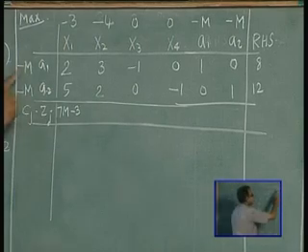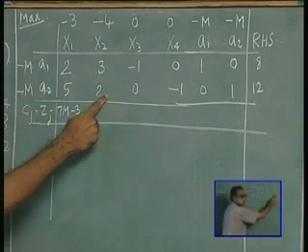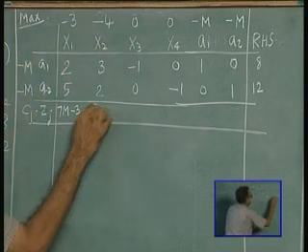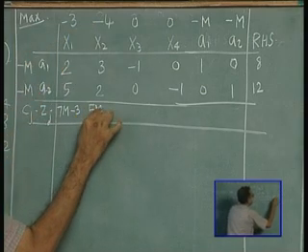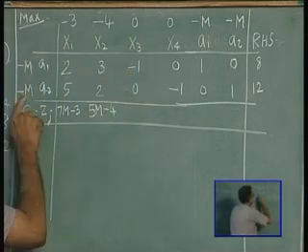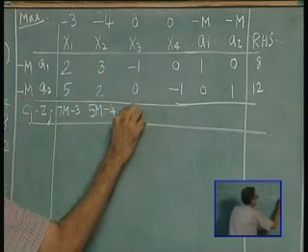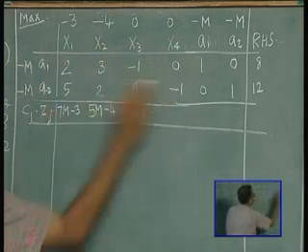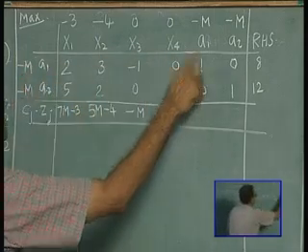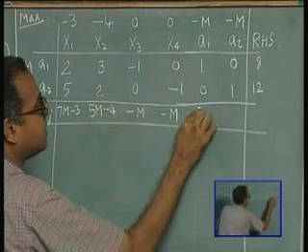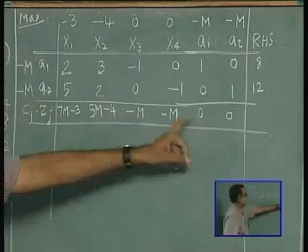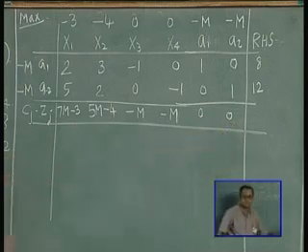This is minus 3m, minus 2m is minus 5m, minus 4 minus 5m is plus 5m minus 4. This is plus m, 0, so you get a minus m here. This is 0 plus m, so you get a minus m here. This is minus m minus m is 0, 0. In any case, a1 and a2 being the basic variables will have a 0 in Cj minus Zj.